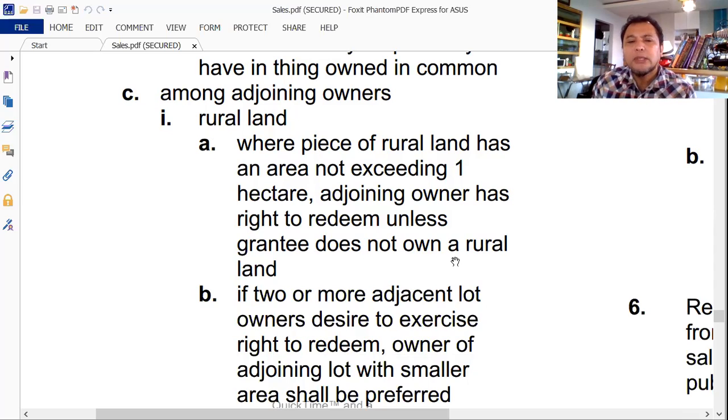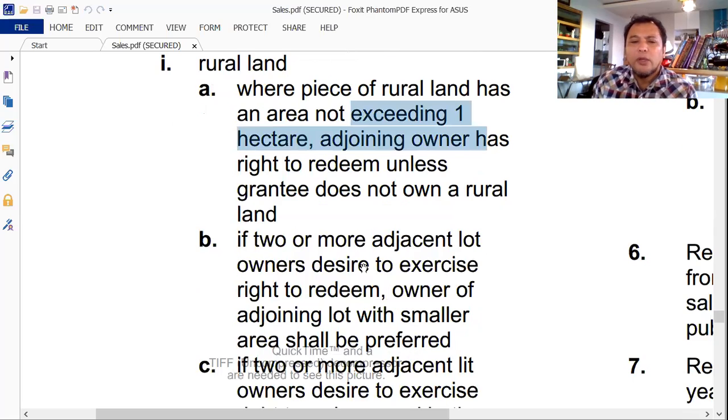So who has the right? If there are several adjoining properties, then the one whose property does not exceed 1 hectare. Now, if there are two or more adjacent lot owners who desire to exercise the right to redeem, then the one who has a smaller area is preferred. No? So there are two properties.